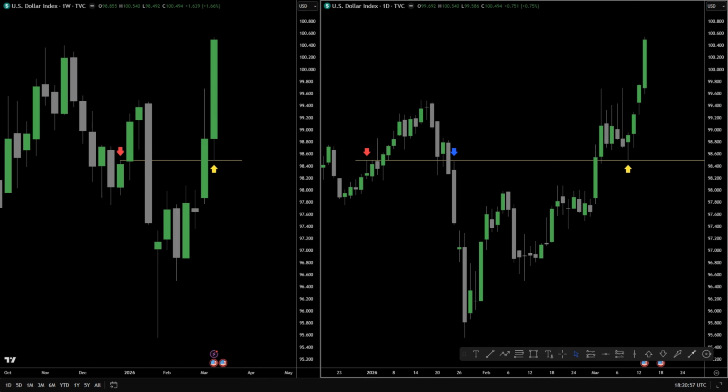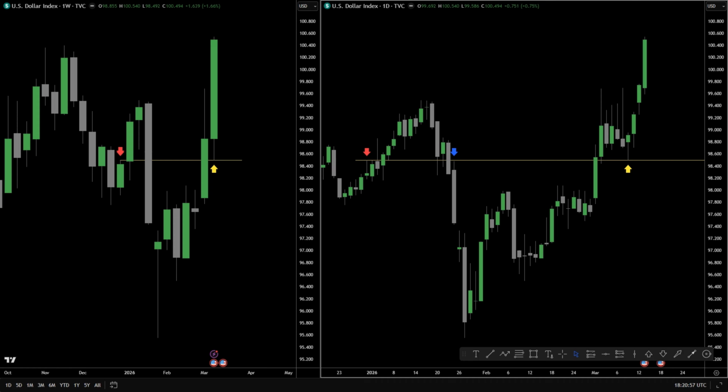In this chart, we're looking at the US dollar index with two timeframes side by side. On the left is the weekly chart, and on the right is the daily chart. Both charts highlight the same key price level marked by the horizontal yellow line.